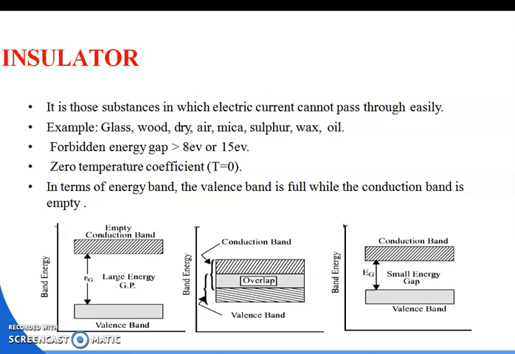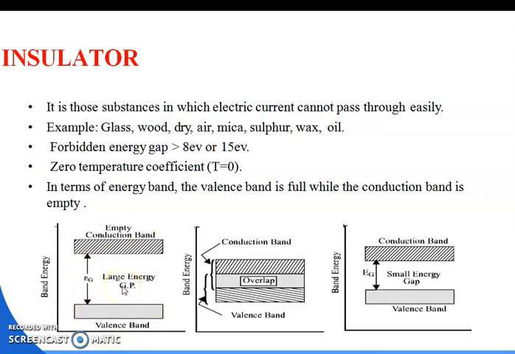So in terms of energy band, the valency band is full, while the conduction band is empty. See that diagram. This is the overlapping diagram. Overlapping diagram means it is a conductor. There is a small energy gap, that is 1 electron volt. This is your semiconductor. Large energy gap, that is here, it is an insulator. Is it clear to all of you?